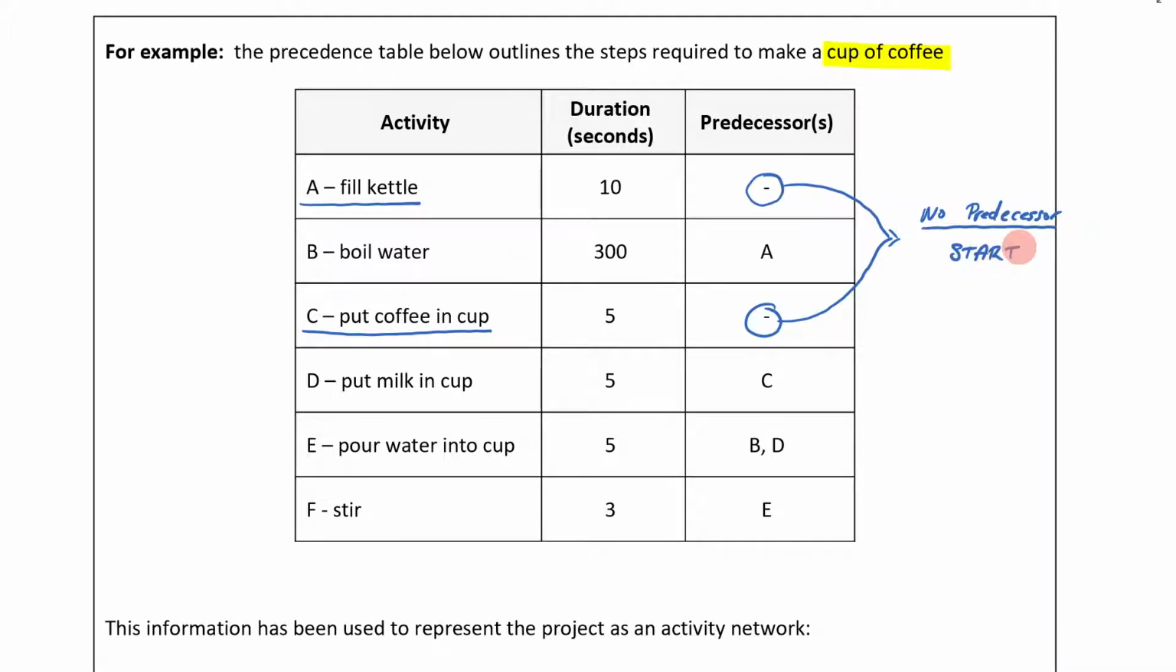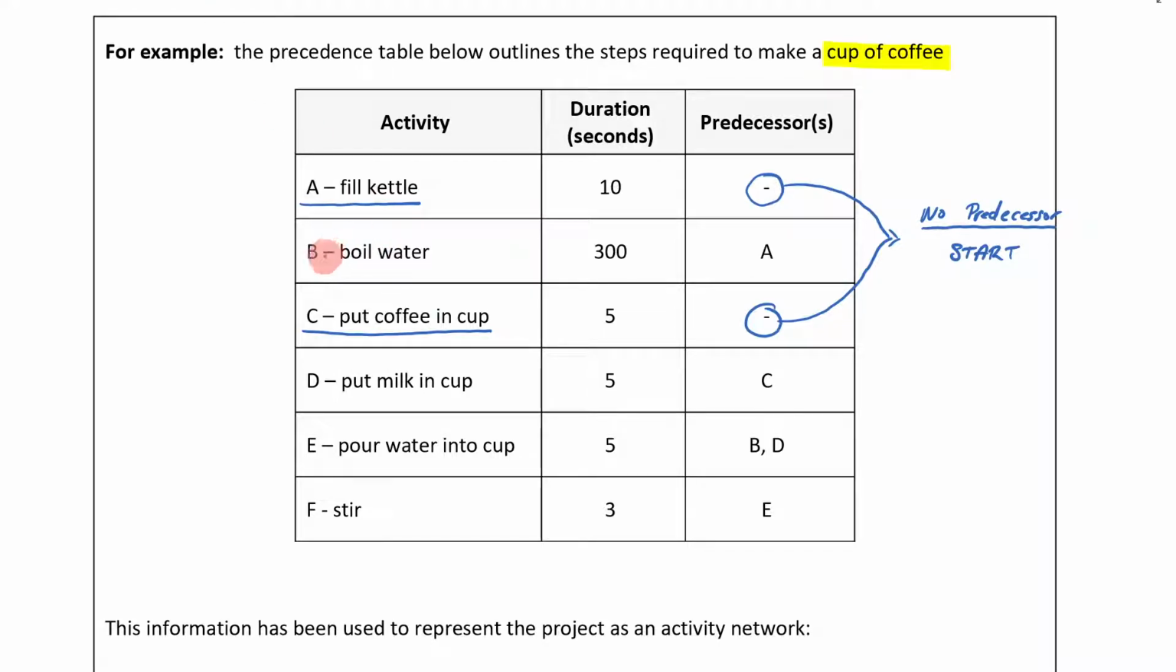Now, if there's no predecessor to a certain step, that means it's where we're starting. So when you think about it, when you're making a cup of coffee, the first thing that you do is fill the kettle and put coffee in a cup. That's the first thing you do. There's nothing you have to do before that. And that's why there are no predecessors to these steps. All right, let's keep on going.